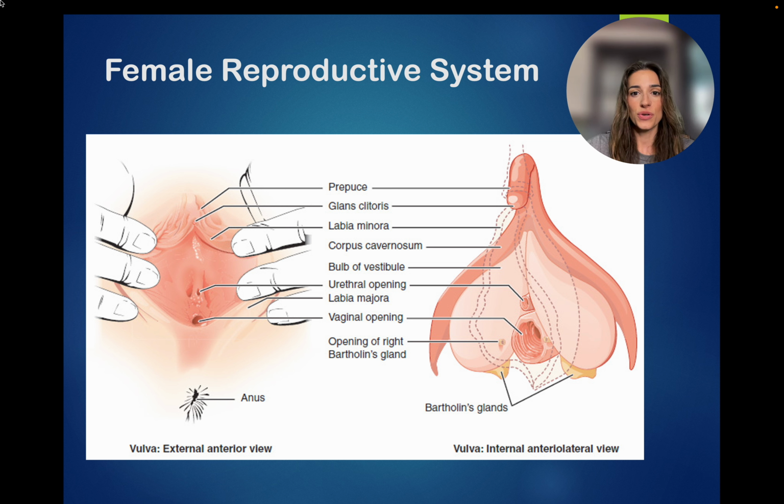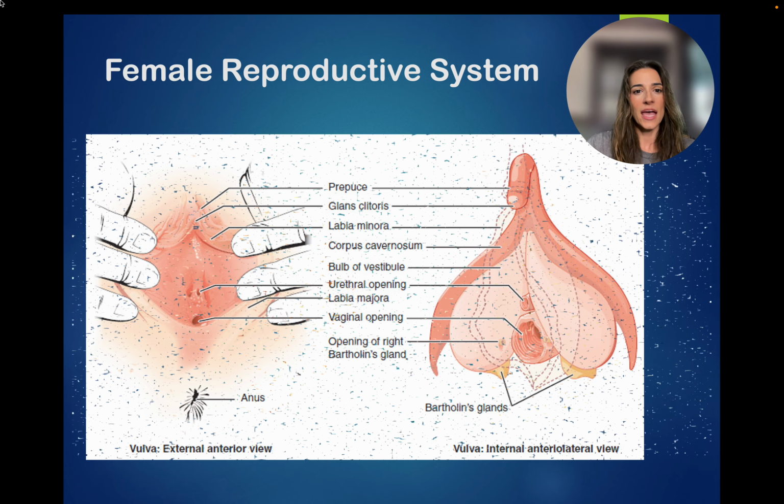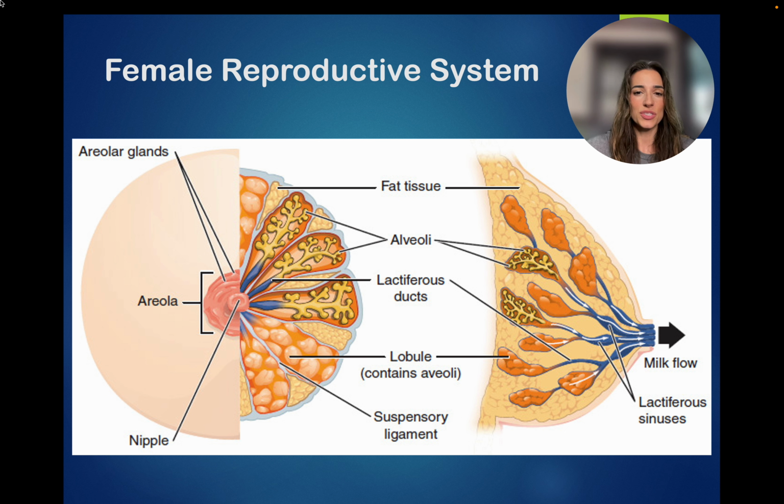And while not shown in this image are the fourchette and the perineum, they are located just between the vaginal opening and the anus. And finally, while not part of the internal reproductive tract, the breasts are incredibly important accessory organs for supporting baby after birth.